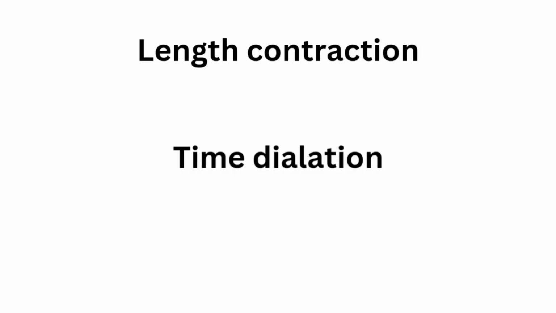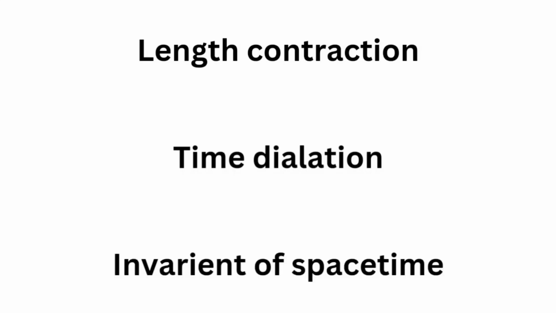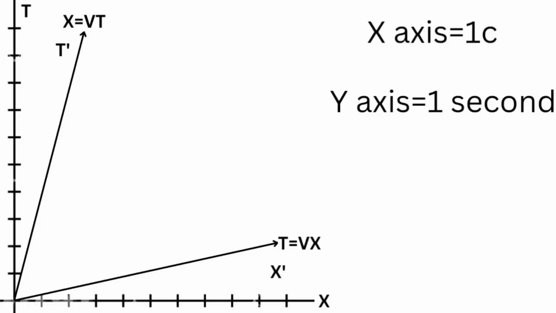In today's video, we will learn length contraction, time dilation and invariant of spacetime. Let us draw a graph to understand length contraction. In this graph, there are two reference frames. One is stationary, which is described by normal x and t axis, while the bent one is moving reference frame, described by x prime and t prime.